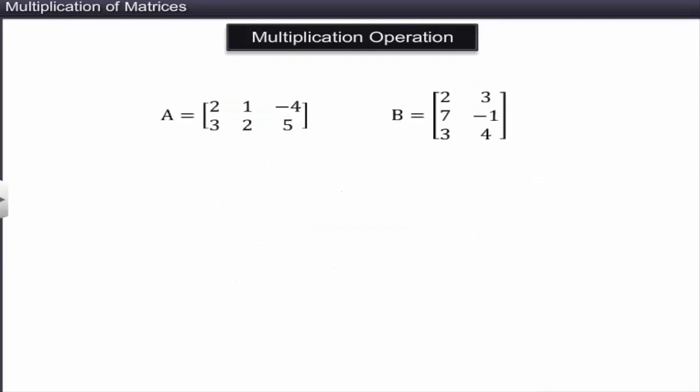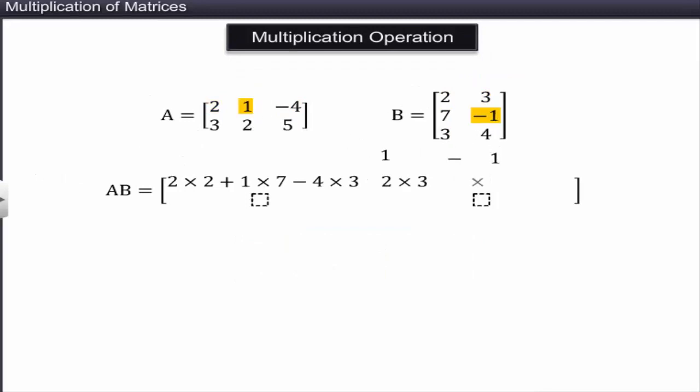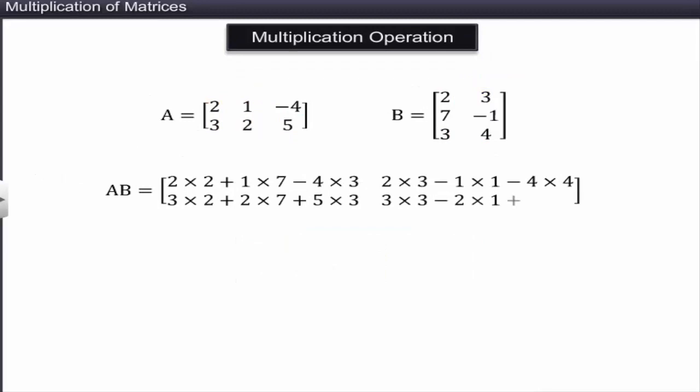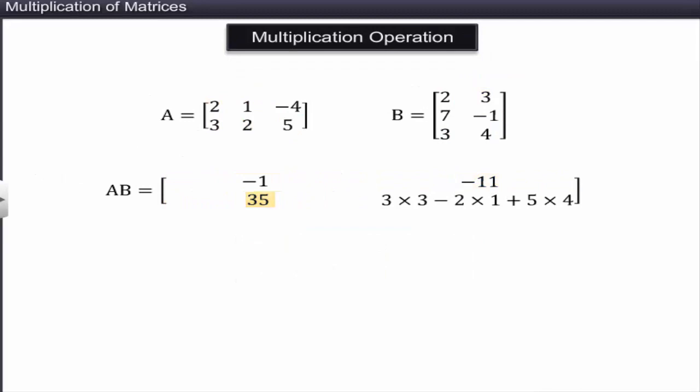Let's see an example with the matrices shown. First, we will take the first row of A and the first column of B and multiply the elements one by one as shown. Similarly, we multiply all the rows of A with all the columns of B. We get the resulting matrix as shown.